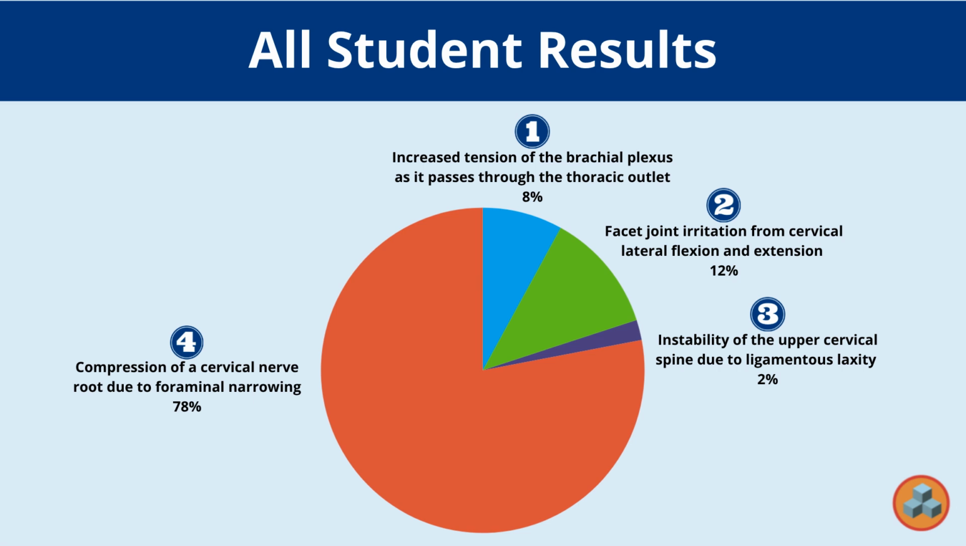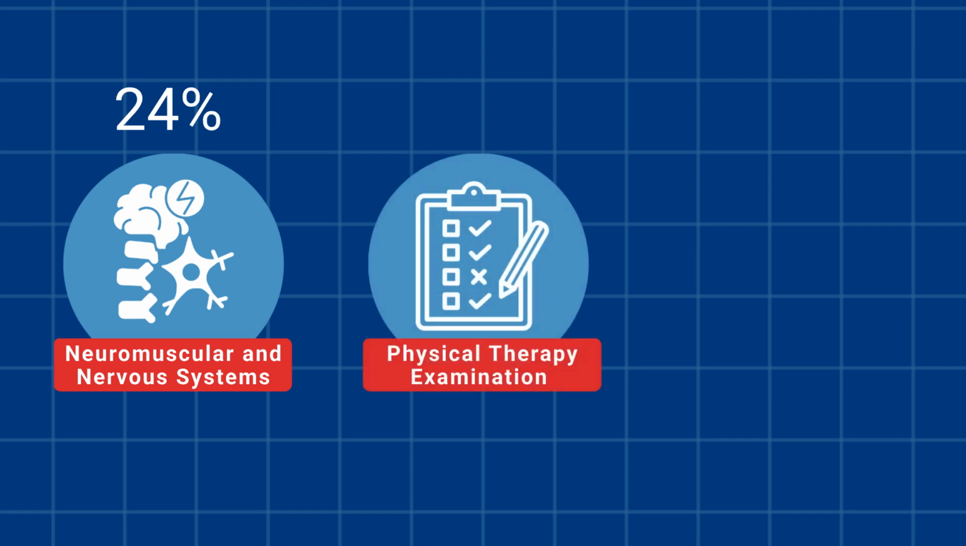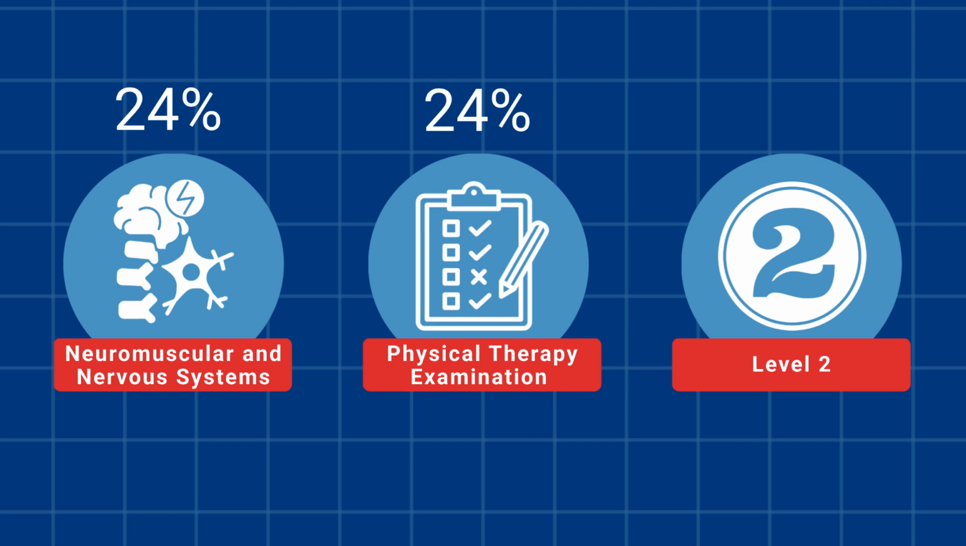The correct response. This question is a neuromuscular and nervous systems question, which represents approximately 24% of all exam items. This question is a physical therapy examination question, which represents approximately 24% of all exam items. This question is a Level 2 question, since the question requires students to integrate numerous pieces of information or to apply knowledge in a given clinical scenario.